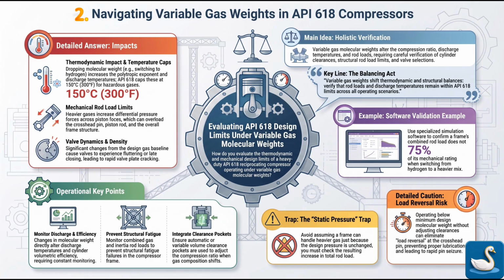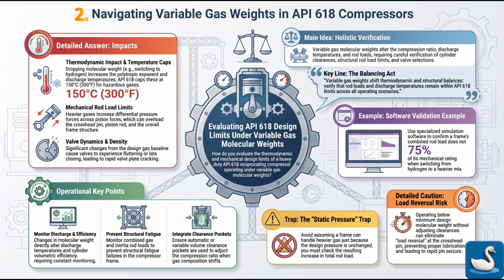Let's isolate the thermodynamics first. Assume the process demands a severe drop in gas molecular weight. Say we're switching from compressing a rich, heavy hydrocarbon gas to pure hydrogen. What is the immediate thermodynamic impact, and how exactly do you constrain it? The immediate impact is a severe thermal spike at the discharge nozzle. Okay. To constrain this, I strictly enforce the API 618 cap, which mandates a maximum discharge temperature of 150 degrees Celsius or 300 degrees Fahrenheit for hazardous gases.